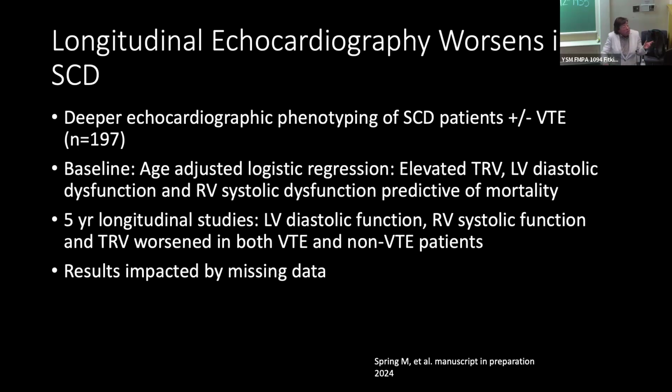And we've also looked longitudinally at echocardiography. This is work that was done by one of my former fellows, Matt Spring, and he did a deeper echocardiographic phenotyping of our patients with and without a VTE. And we found a lot of abnormalities in both diastolic function of the left ventricle and systolic function of the right ventricle that worsened longitudinally.